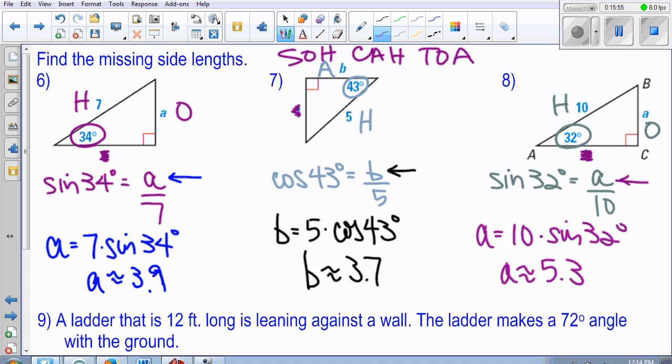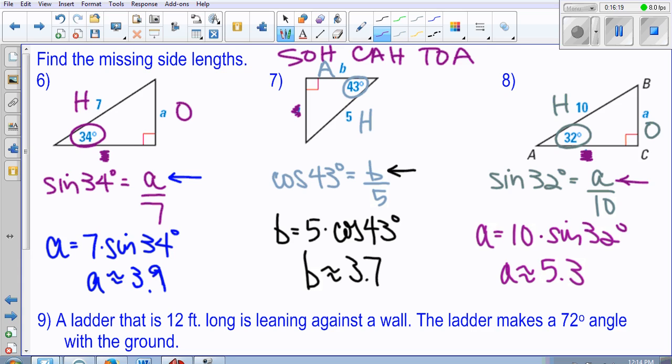So the third way we can find missing lengths in a triangle is using sine, cosine, and tangent, so our trig ratios. Now, all of the stuff we learned about today are specific to right triangles. So you can use trig ratios in any right triangle, and that will help you find the missing parts of the triangle. There's a lot more to this.